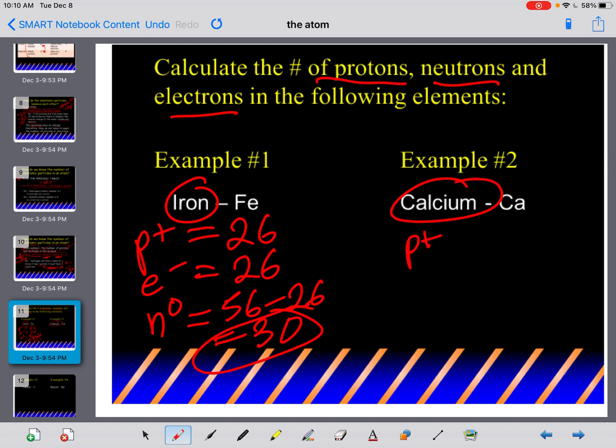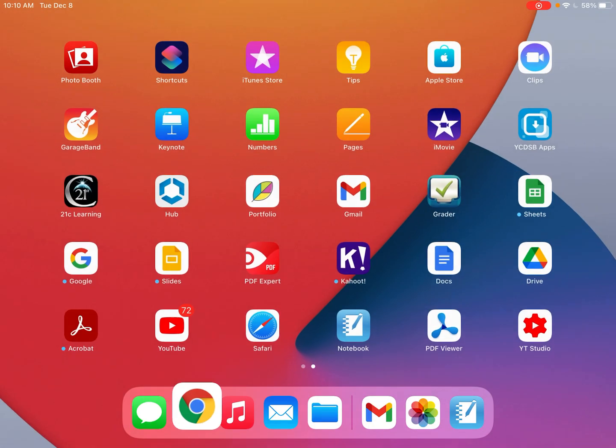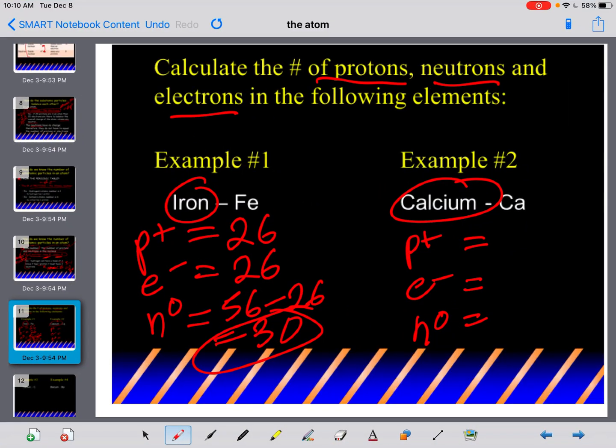Okay, so let's do another one. Calcium: protons, electrons, and neutrons. Looking on the periodic table, calcium has 20 as the atomic number, and the mass number, if I round that, is 40. So that means I have 20 protons. Protons and electrons are equal, and my neutrons are going to be 40 minus 20, which is 20.